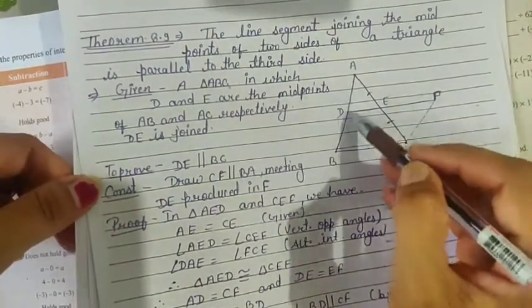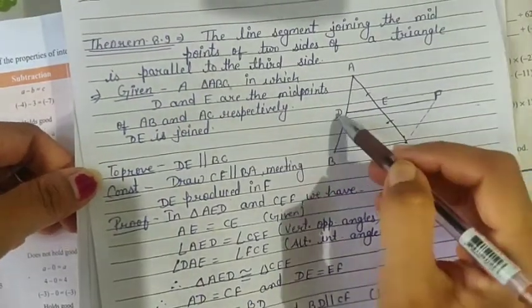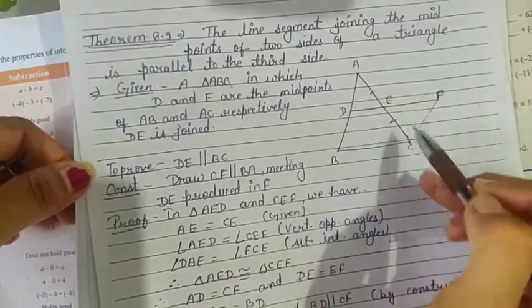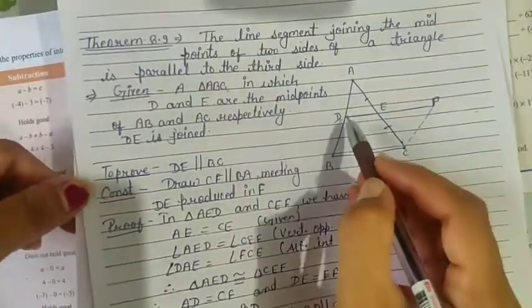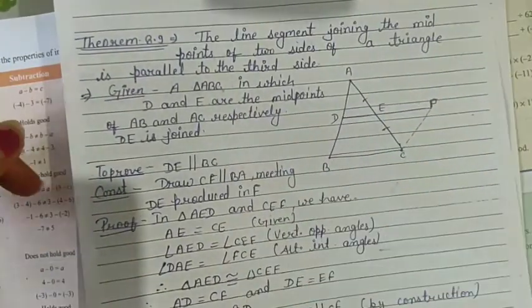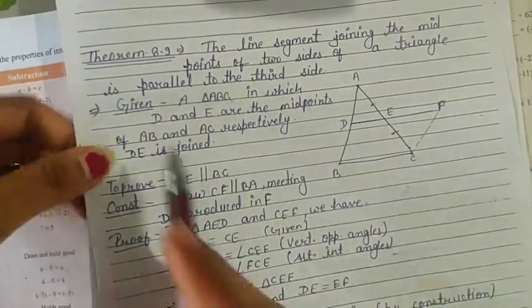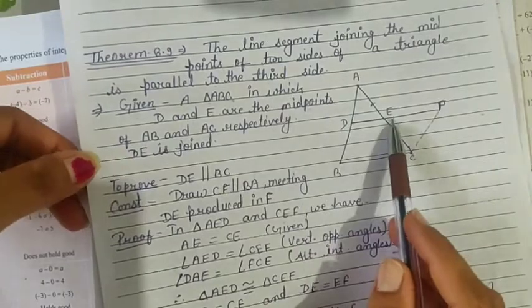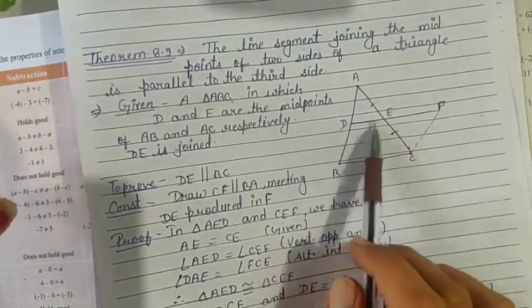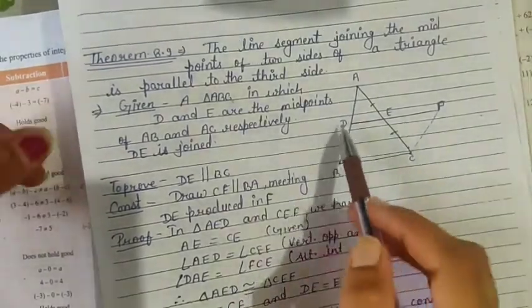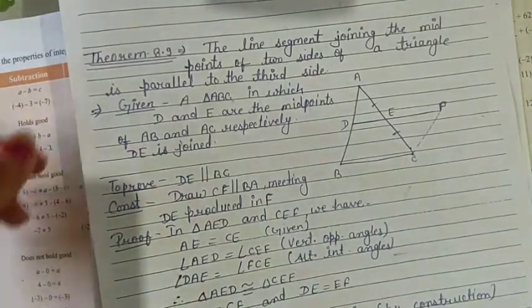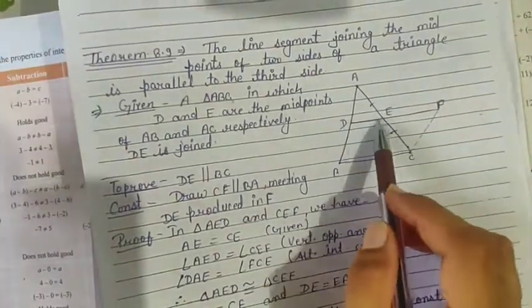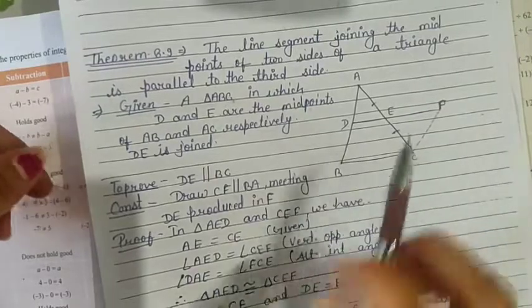Midpoints means AD equals to DB and AE equals to EC. It means ये जो पॉइंट है D ये AB को टू इक्वल पार्ट्स में डिवाइड कर रहा है. So firstly what is given? A triangle ABC in which D and E are the midpoints of AB and AC respectively. DE is joined. What we have to prove? We have to prove DE parallel to BC.